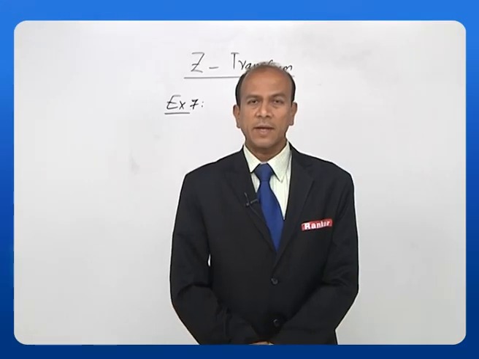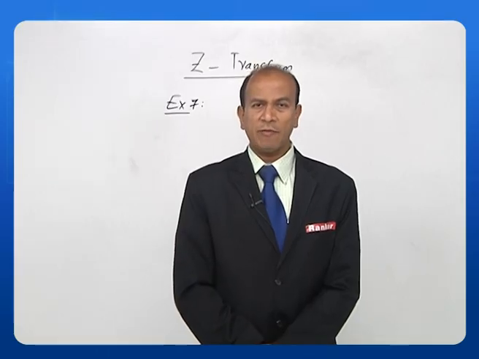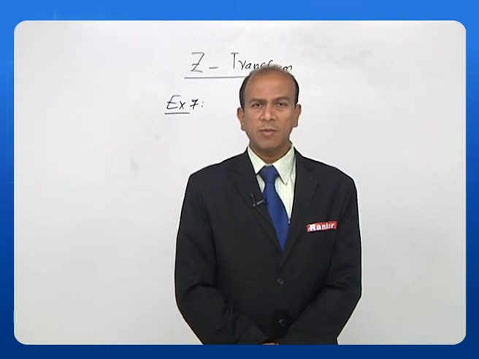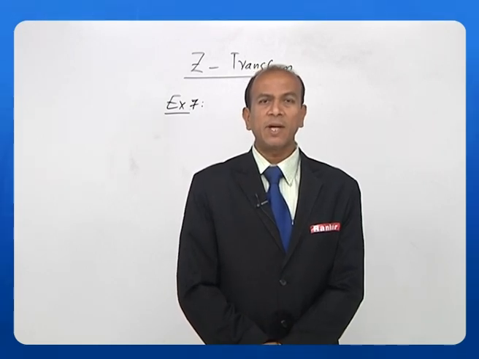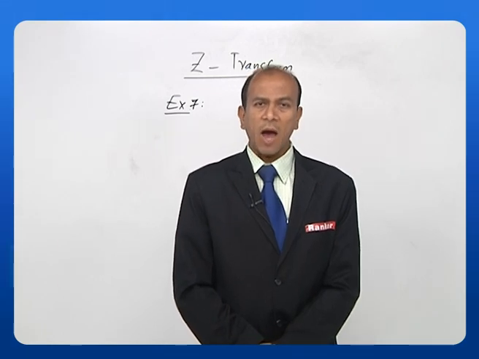Let us see another example, example 7. Here also x of n is 0 for n greater than or equal to 0 and a to the power of n for n less than 0. So, this is exactly opposite to what we have done. We will try to solve this on similar lines. Let us find out what is the difference between the earlier one and this one in terms of the Z transform and also in terms of the ROC.